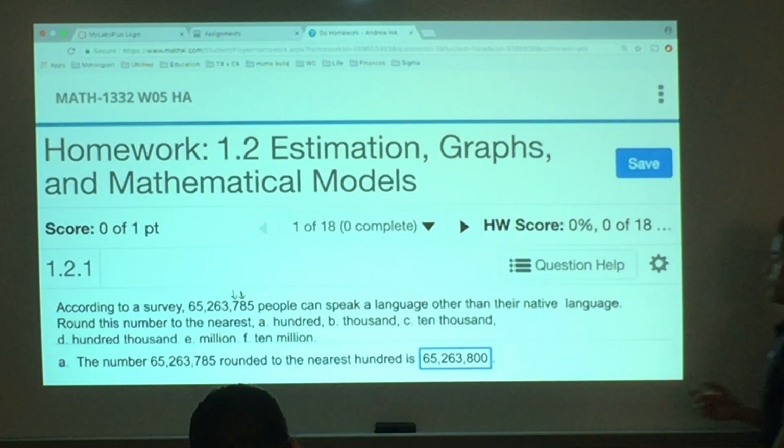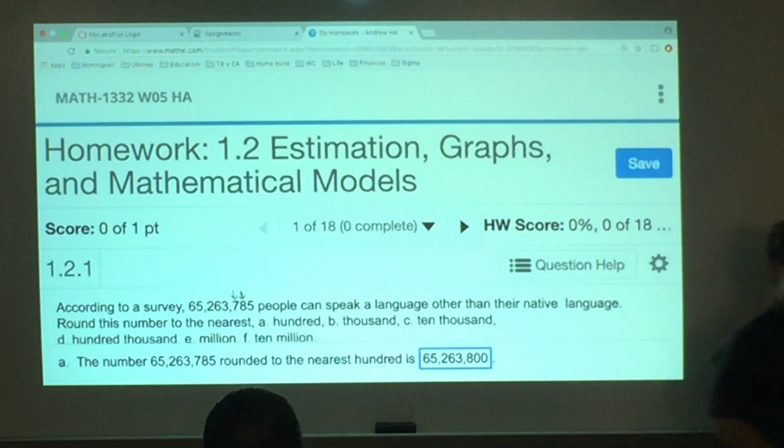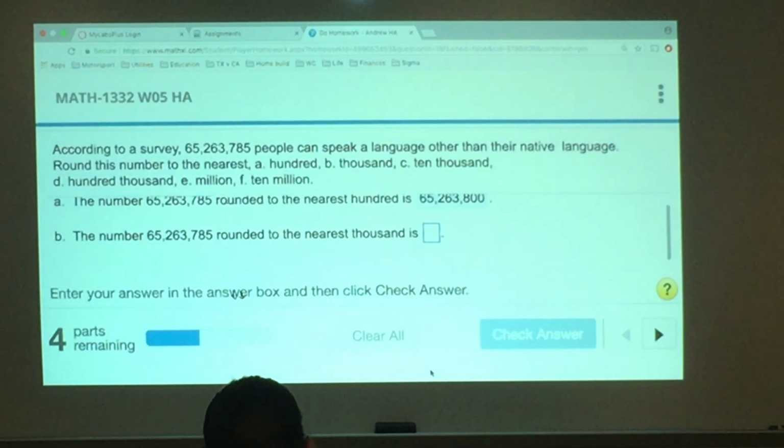Once you've rounded that place, then everything to the right of it goes to 0. Does that make sense? Okay? Any questions about that? And then, of course, you can check your work. It's going to tell you whether you did a good job, or if you made a mistake and should try it again. Let's take a look at the next one.